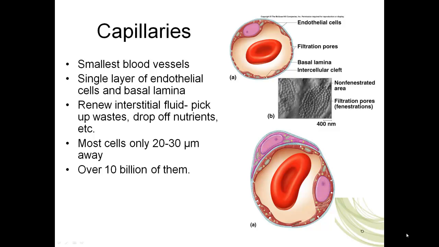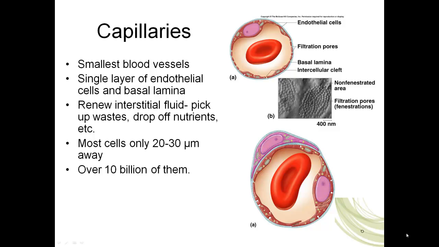You have over 10 billion of them to serve the tissues of your body, and most cells in a tissue bed are only about 20 to 30 micrometers away from a capillary. This means most of the nutrients and gases and waste have to be able to diffuse from the capillary bed out to the cells, or from the cells into the capillary bed. And every cell needs to be in close proximity for that to happen, because we've already started to learn a little bit about Fick's law.